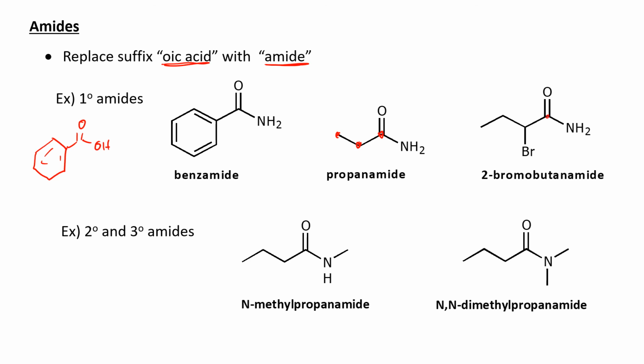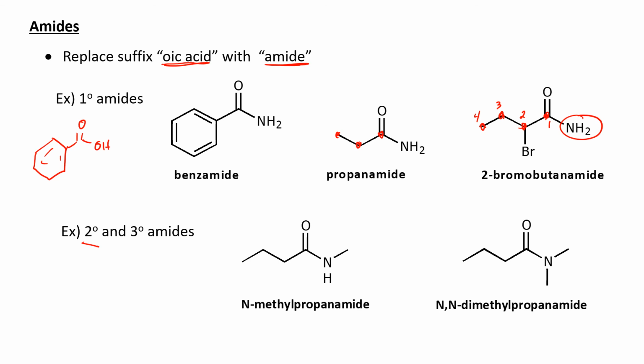For the next one, we have 1, 2, 3, 4. That's going to be 1, 2, 3, 4. We have a 2-bromo. If that was a carboxylic acid, it would be 2-bromobutanoic acid. But because we have the amide, it's 2-bromobutanamide.